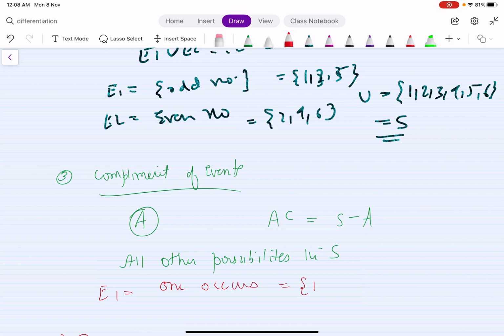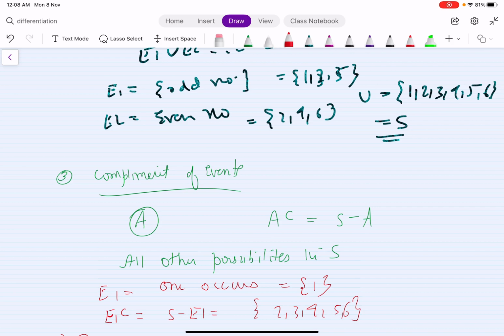That means the only outcome here will be 1, because I'm writing 1 is the only number that occurs. So E1 complement will be S minus E1, all the other outcomes other than 1, which is 2, 3, 4, 5 and 6. These are all the other outcomes in the sample space other than 1, which is the complement.